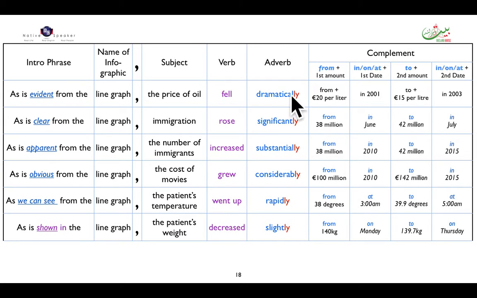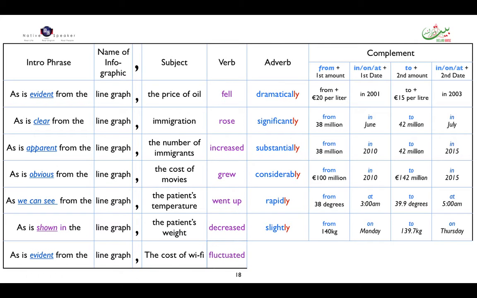Dramatically means a lot, significantly, substantially, and considerably. They also mean a lot, but we don't know how much. So these are very general, so that's why they're so popular. Rapidly means quickly, and slightly means a little. And we've used as is evident from the line graph again, and we say the cost of Wi-Fi fluctuated substantially.